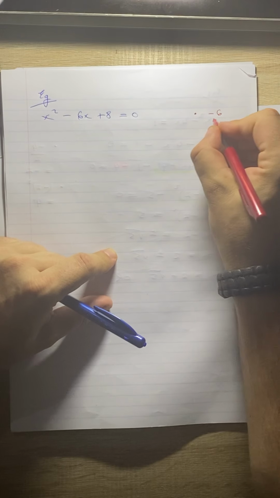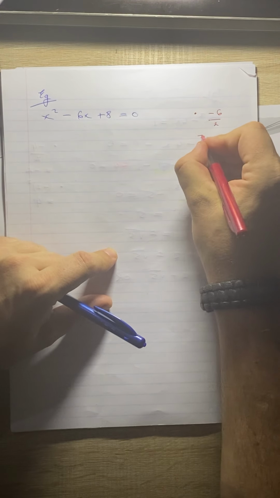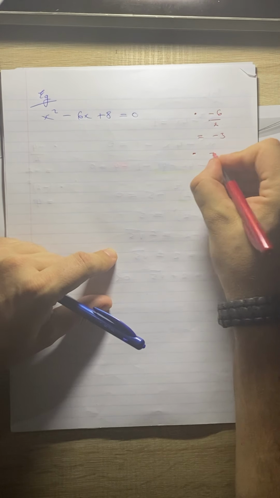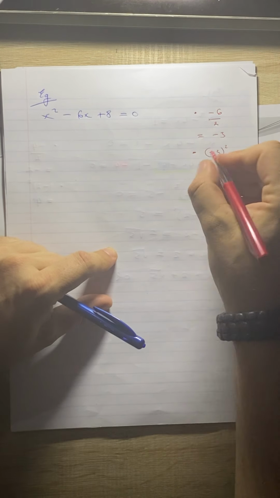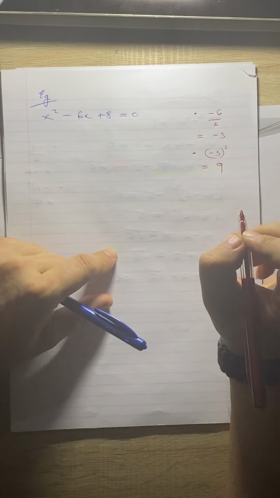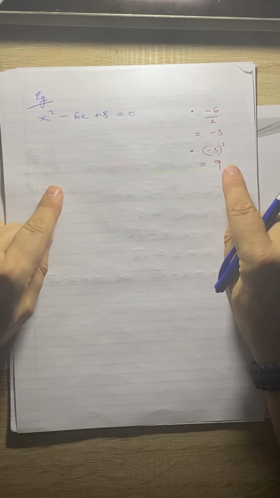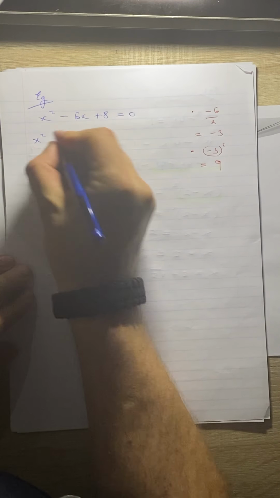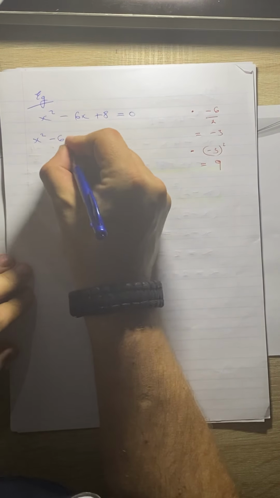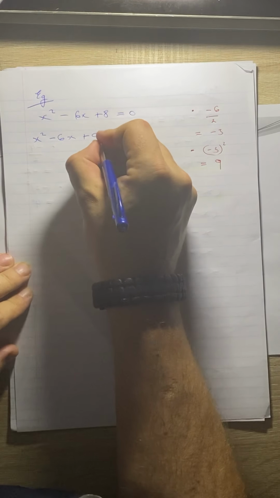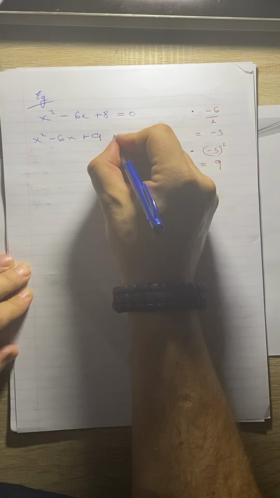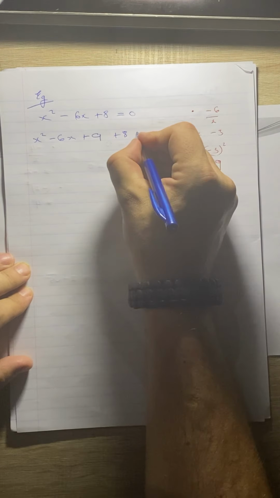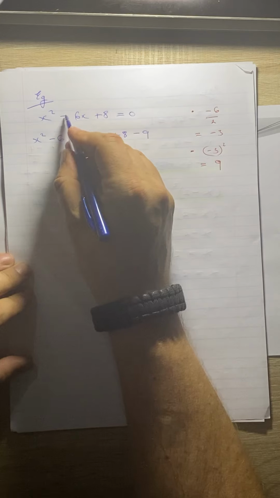So minus 6, and we take half of that, and we get minus 3. Then we take this minus 3, and we square it, and that will give us 9. Now remember with that previous example, I'm going to take that 9 and add it in here. So x squared minus 6x plus 9 plus 8. But now because I added in this random 9, I must take it away to keep it exactly the same.